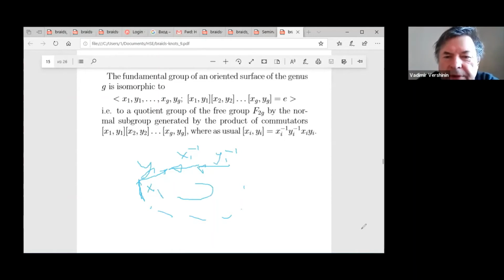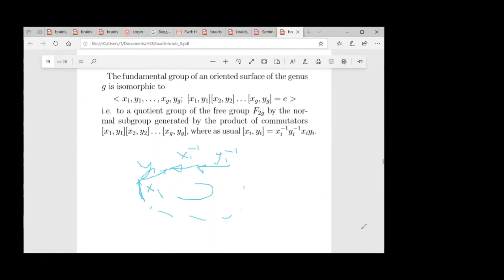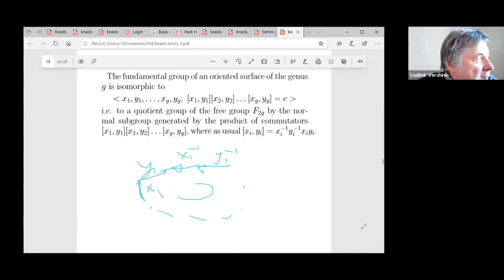Natalia, can you help us how to identify this group? What is the question? The question is how to identify the fundamental group of a surface of genus g with one boundary component.